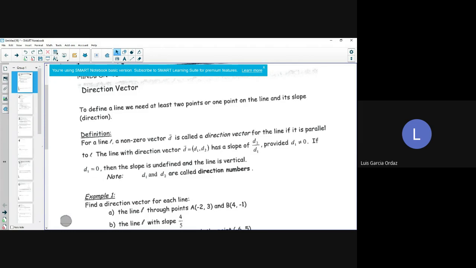The line with the direction vector D is D1, D2. You guys are going to notice that the direction vector is just the slope of rise over run, so y over x, provided that D1 cannot equal 0, because then the slope would be undefined. If D1 is equal to 0, then the slope is undefined and the line is vertical. Note that D1 and D2 are called direction vectors.